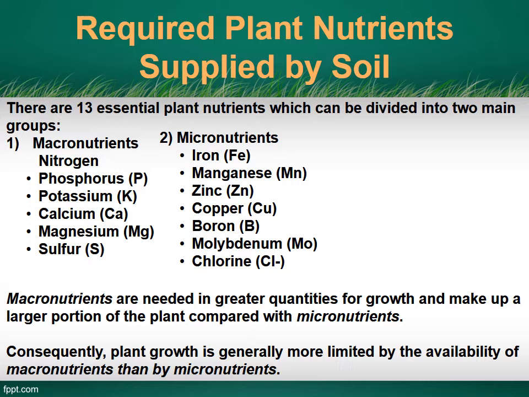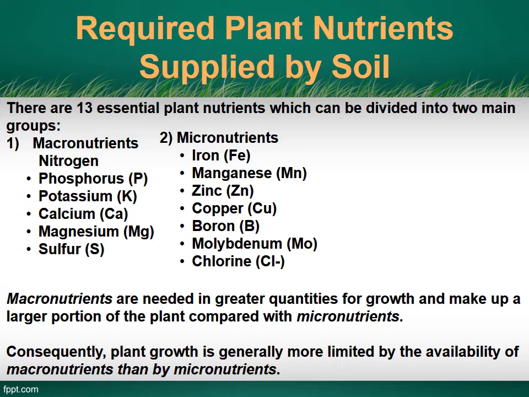Plants also need carbon, hydrogen, and oxygen, but they get those from carbon dioxide, water, and from free hydrogen ions in the soil. So in this list here, we have nutrients that plants generally need in larger amounts, which are called macronutrients, and then other nutrients that plants need in very, very small amounts called micronutrients.